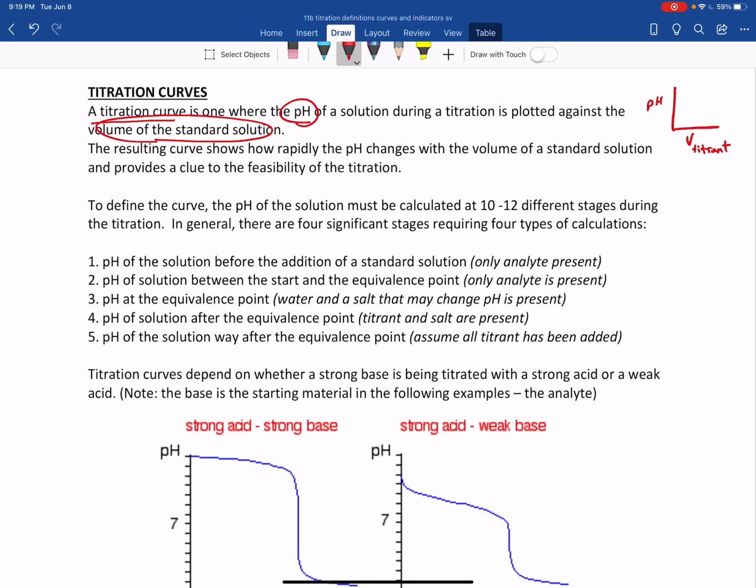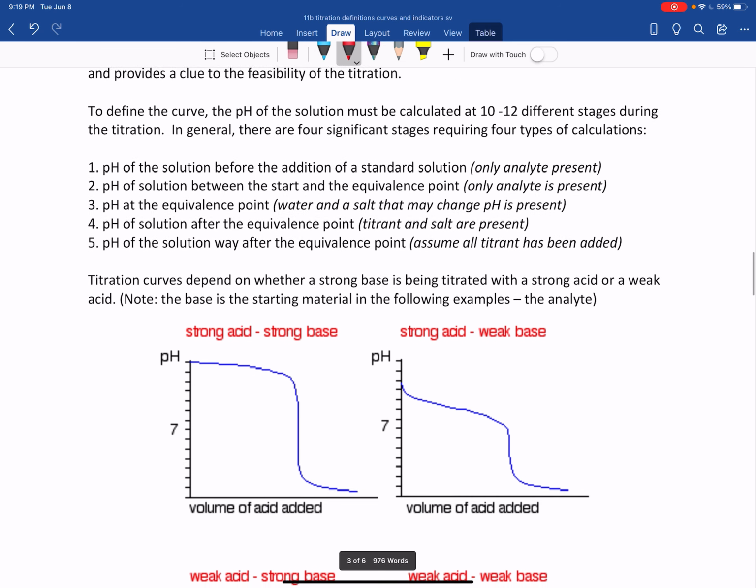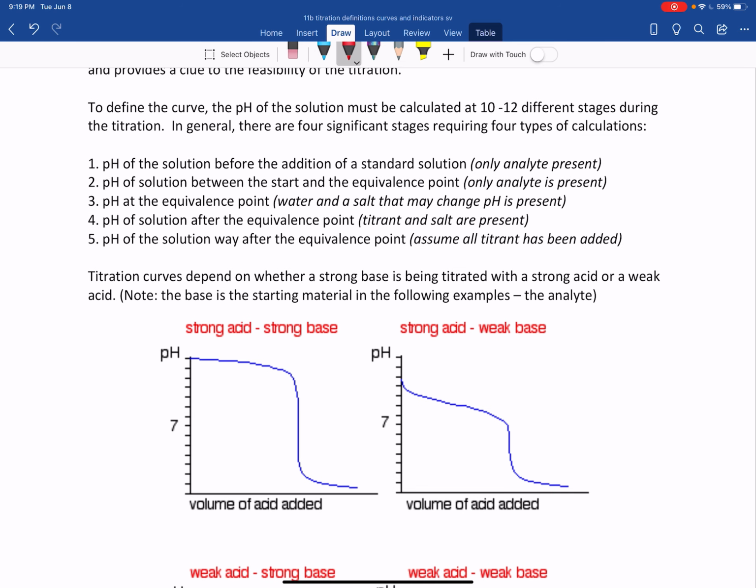But when we're doing this by hand and understanding what happens, there are 5 repeated regions of a titration curve. And in a titration, there are stages that occur. So we'll identify what those are. Number 1, the first calculation we'll always do is the pH of the solution before anything is added. This means that there's only the analyte, or another word for that is the sample.